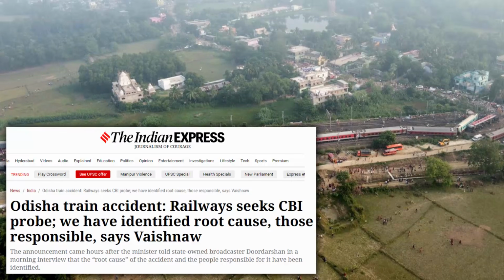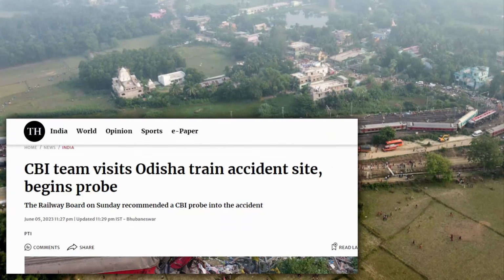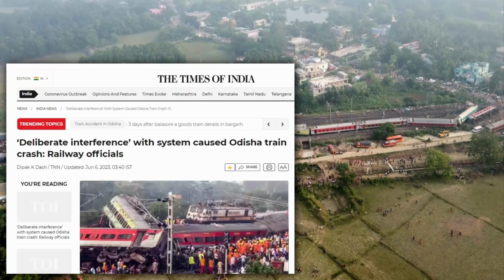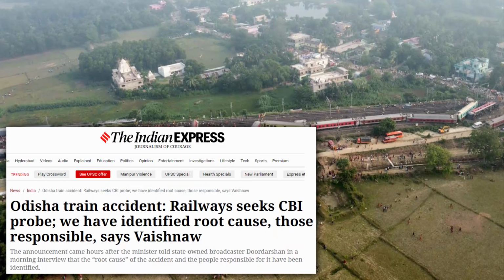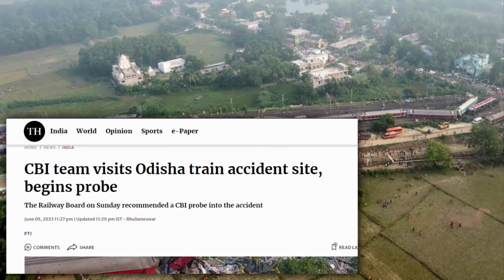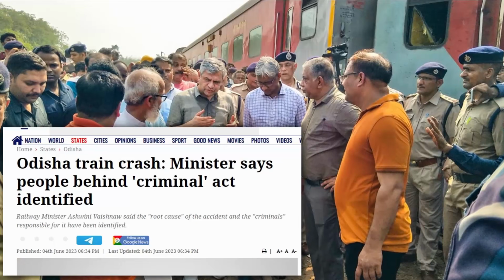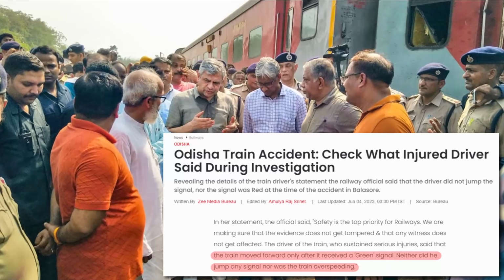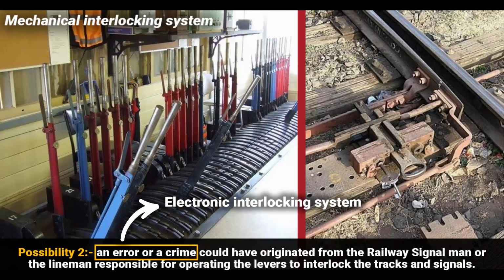That is why the Indian Railway Board has recommended a CBI inquiry, because the interlocking system that is present here is an electronic interlocking system. It's a computer-based electronic system. This system is error-proof and fail-safe, so the only possibility is outside intervention. That is why the Indian Railway Board has recommended a CBI inquiry. Railway Minister Ashwini Vaishnaw has said criminals have been identified and a sabotage angle is being probed. They have ruled out the driver's error. So of the two possibilities that I've explained, the second possibility is more likely to have happened.